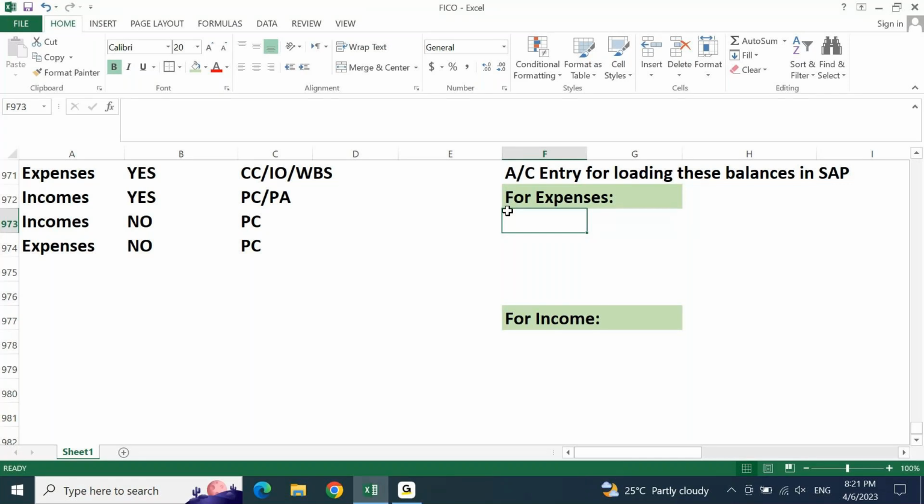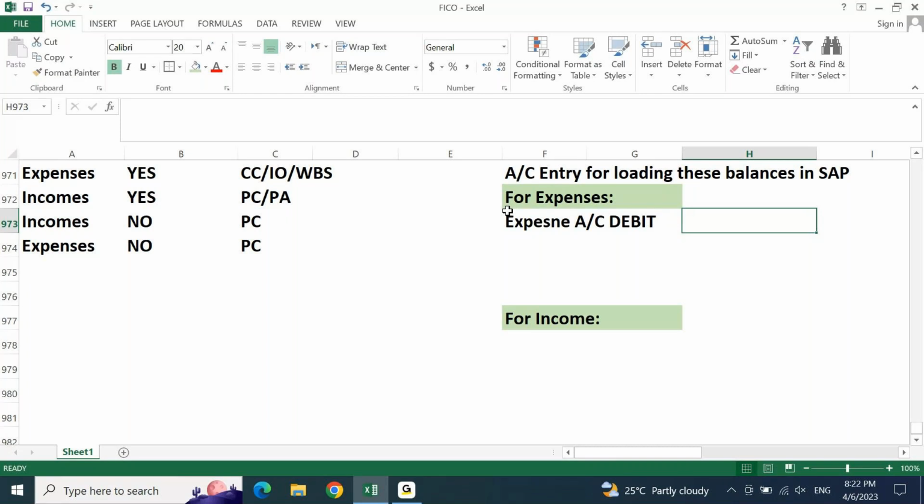While uploading the accounting entry, you put the expense account debit. Whatever the value is on the trial balance, you put that value here. Your trial balance will only give you the expense line. Take this expense account and put it on the debit side. To complete this accounting entry, which side is missing? The credit side is missing.